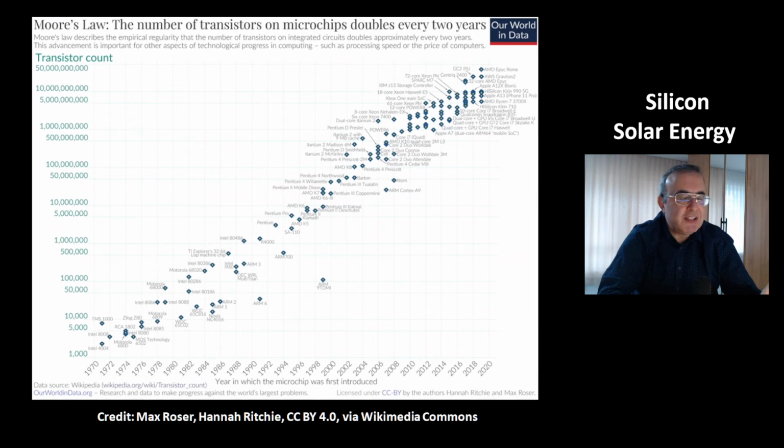This picture shows you Moore's law. That's the number of transistors on microchips doubling every 2 years. The y-axis is logarithmic, and you can see the exponential increase, and this is still going on.